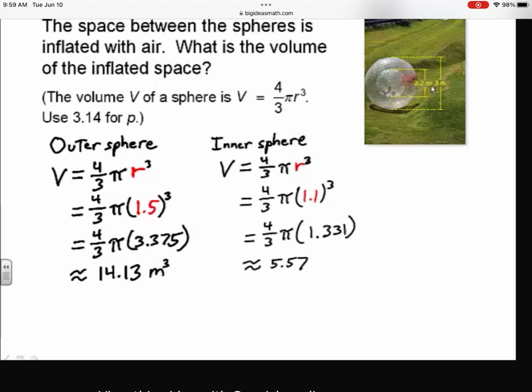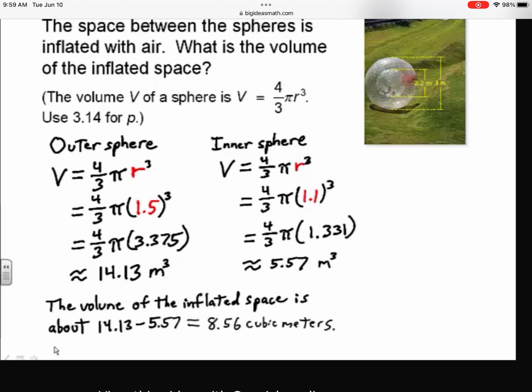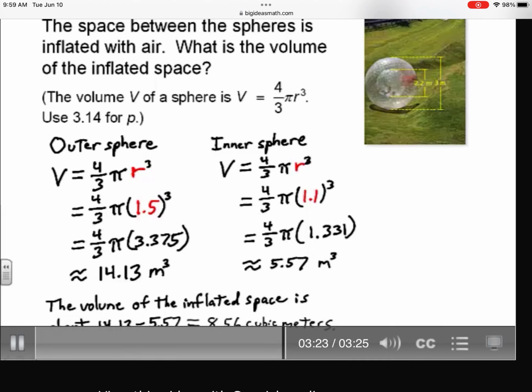Because the diameter was given in meters, the volume should be in cubic meters. So the inner sphere has a volume of 5 and 57 hundredths cubic meters, and the volume of the inflated space is the difference of these two volumes. So the volume of the inflated space is about 14 and 13 hundredths minus 5 and 57 hundredths equals 8 and 56 hundredths cubic meters. And that's the answer to the problem.